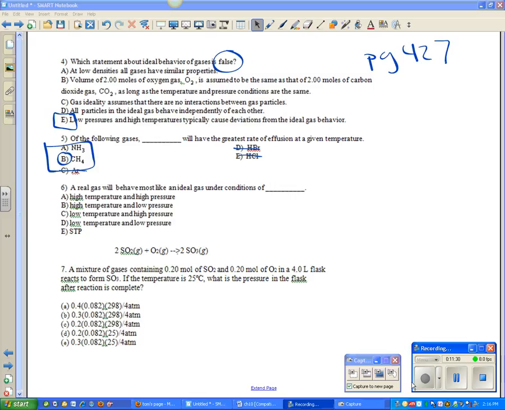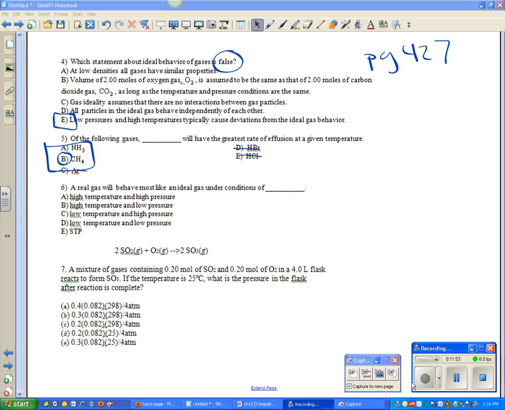If you remember from previous chapters, NH3 is polar, and polar substances stick together. You'll learn that in chapter 11. That's why it's tricky. You kind of have to apply something that we're about to learn more in depth. But CH4 is nonpolar, so it will flow through at a higher rate.